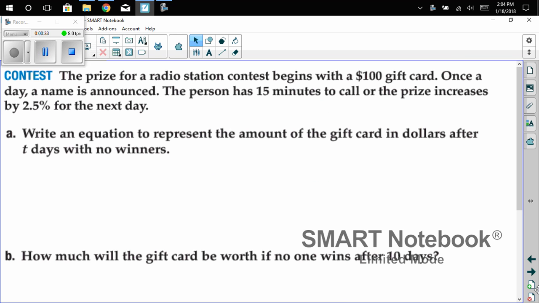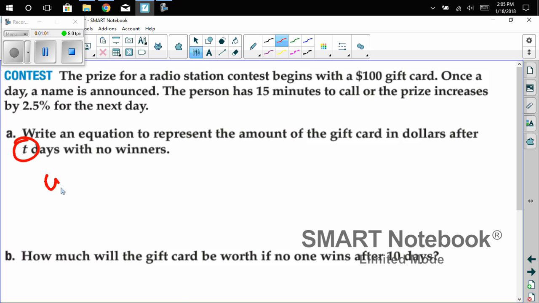So a problem. Okay, the prize for the radio station contest begins with a $100 gift card. Once a day, a name is announced. The person has 15 minutes to call her. The prize increases by 2.5% for the next day. We're going to write an equation, okay, to represent the amount of the gift card in dollars after T days of no winners. So this T days thing, okay, means we're going to leave T for time. We're not going to put in a time.